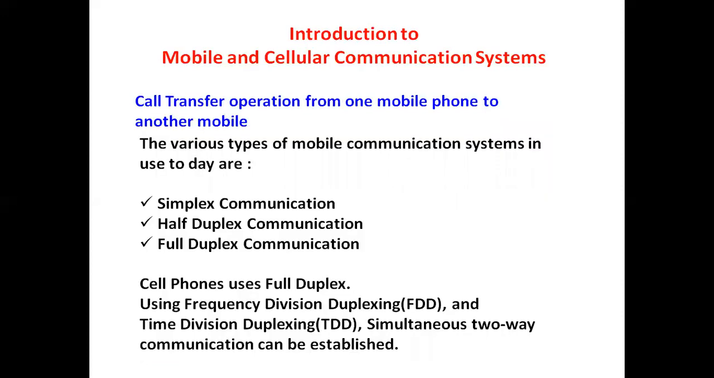Now we want to see the various types of communication. The various types of mobile communication systems in use today are simplex communication, half duplex communication, and full duplex communication. Cell phones use full duplex communication using frequency division duplexing (FDD) and time division duplexing (TDD). Simultaneous two-way communication can be established.